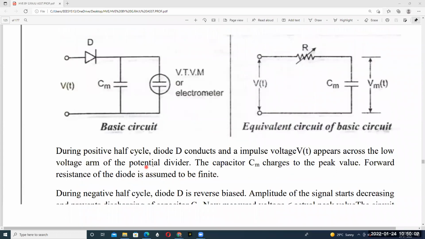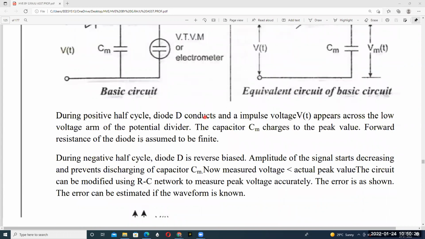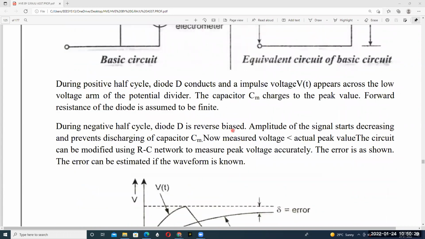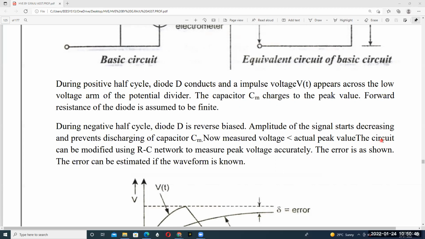During the positive half cycle, the diode conducts and the impulse voltage V of t appears across the low voltage arm of the potential divider, and the capacitor CM charges to the peak value. The forward resistance of the diode is assumed to be finite. During the negative half cycle, the diode is reverse biased, and the amplitude of the signal starts decreasing, which prevents discharging of the capacitor CM. Now the measured voltage V is less than the actual value of the circuit.